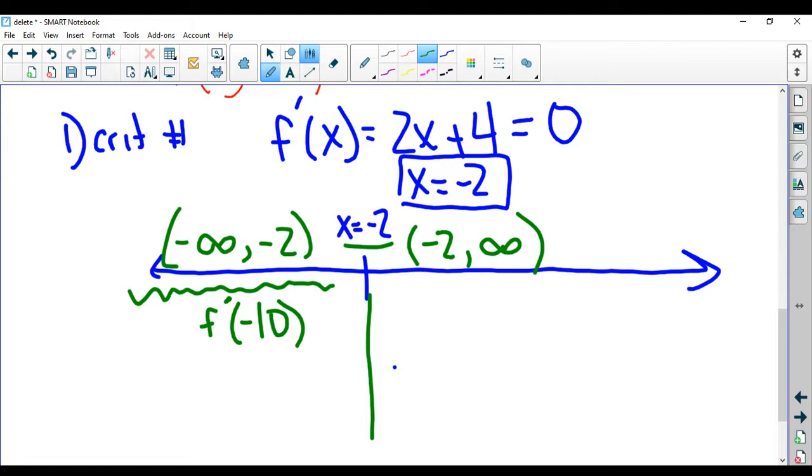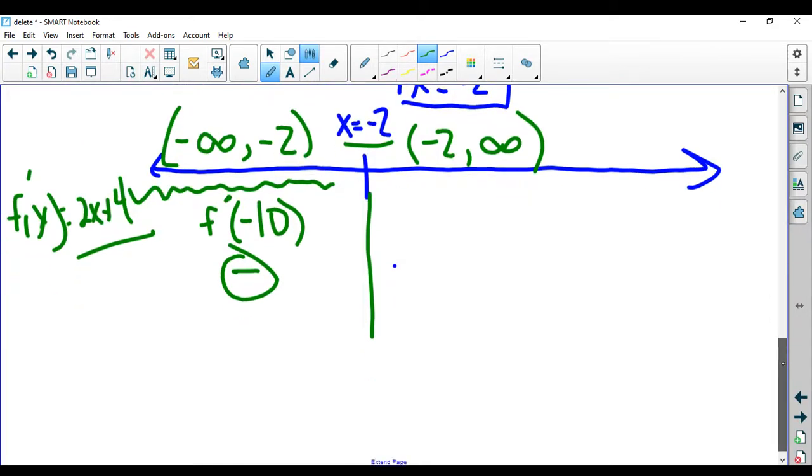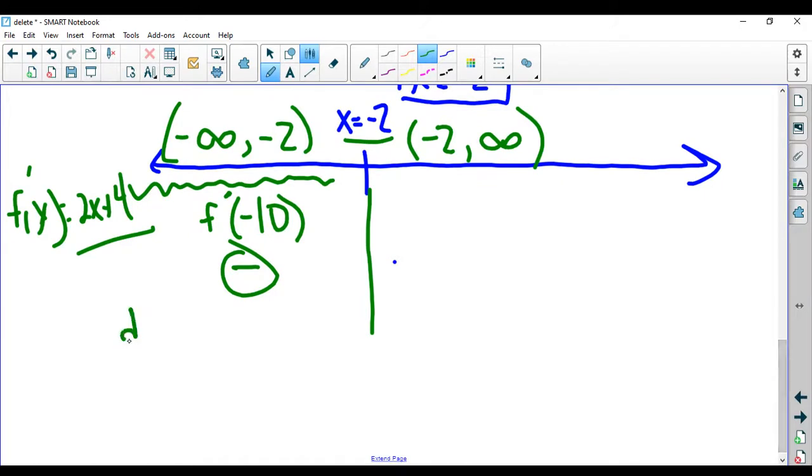So remember, my derivative is 2x plus 4. If you plug -10 into that, it's obviously going to be a negative number. You don't care about what negative number it is, just that it's negative. Because that tells you that this function is decreasing on this interval. So I can write this is decreasing on the interval -infinity to -2.